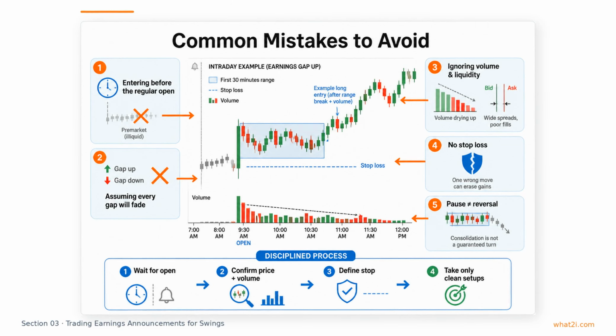Another common error is mistaking a pause for a reversal. A stock can stop moving for a few minutes and still continue strongly in the original gap direction. That is why volume, structure, and the first part of regular session trading matters so much. The disciplined process is simple. Wait, confirm, define risk, and only take the clean setups.